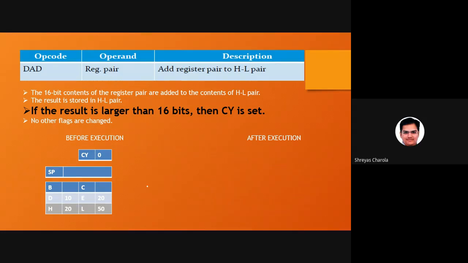So let's consider an example. This is an example, I have DAD D. What should be the content? Write down the answer in HL.